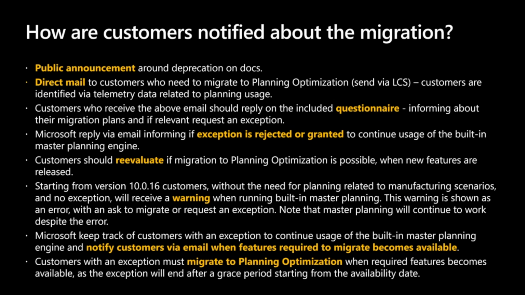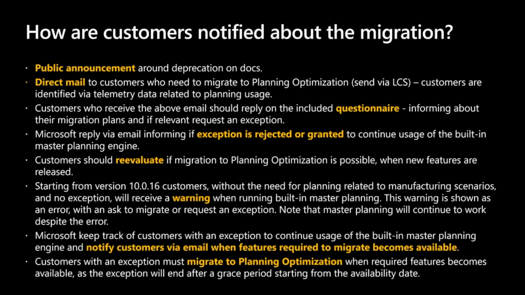Customers that were identified as customers who could migrate, basically because at that point in time they were not using production functionality, they were not generating planned production orders, got a direct mail to the environment admin with information about how they can migrate, and also in case they could not migrate, how they could request an exception. And if you need an exception, it happens via a questionnaire. I'll get back to that.